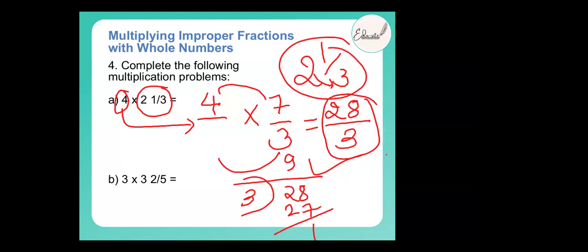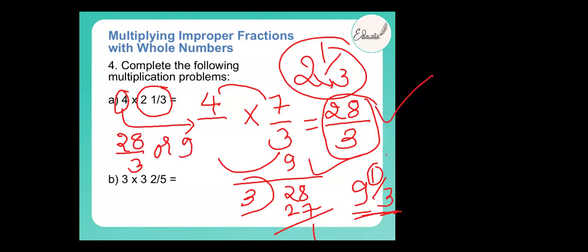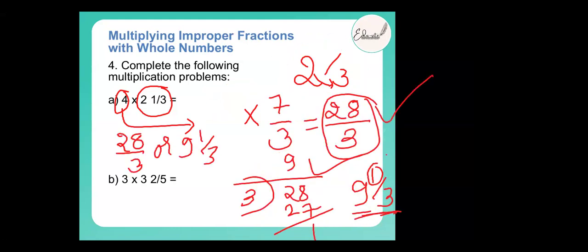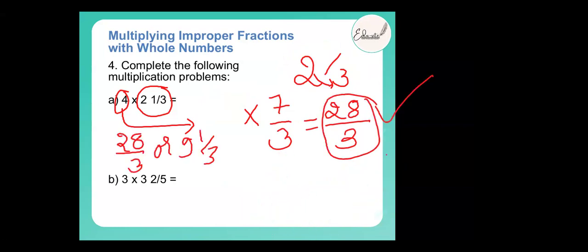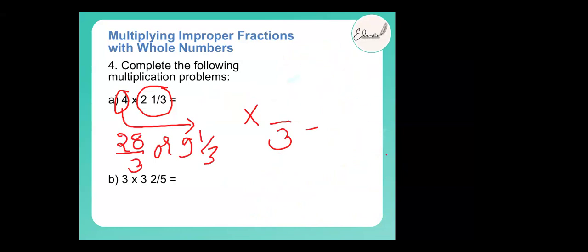So how do you write it? 9 and 1 over 3. So the 9 is a whole number, and 1 over 3 is the fraction that you have got. So we have two ways: you can write 28 over 3, or you can write it as 9 1 by 3. Whichever you find easy, you can just go with it. Fine, beta? You can write it in the improper format, or you can also write it in the mixed format.